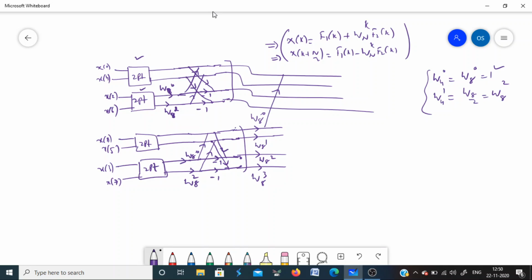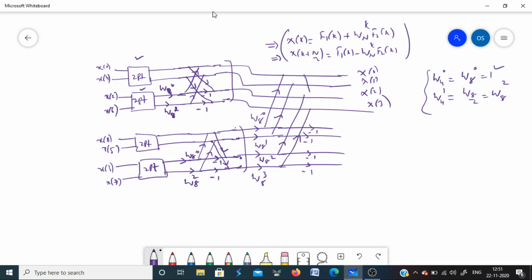Okay, so if I add them directly with the corresponding upper branches, this will get x0, x1, x2 and x3, and then you have to multiply each branch with minus 1 and add with the top branch. You will get the next 4 samples, that is x4, x5, x6 and x7. Okay, so this is how you get the 8-point DFT.